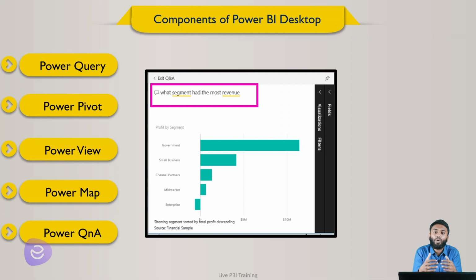You can type like what is the sales for the period of January, what is the difference between the profit of 2019 and profit of 2020. You can just type in English language and Power BI will give you the exact figures. So that is one of the strongest and one of the most impactful functionalities in Power BI, the Power Q&A. So these are the various components of Power BI Desktop.